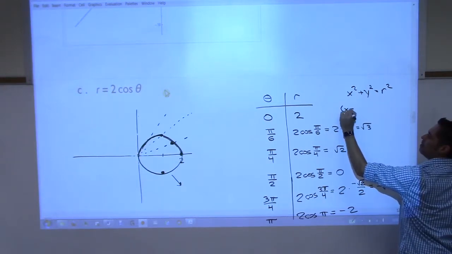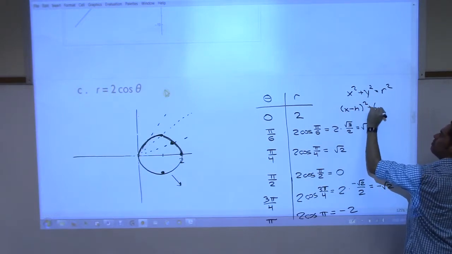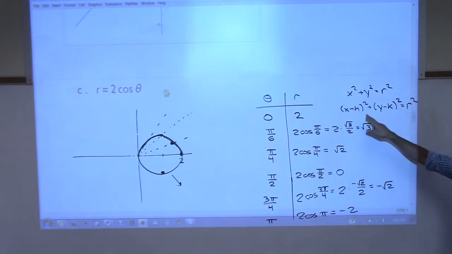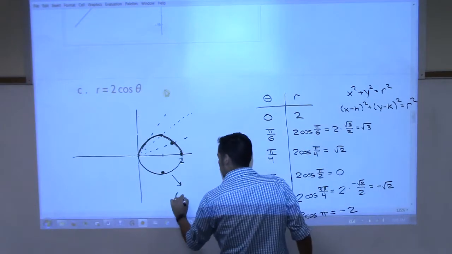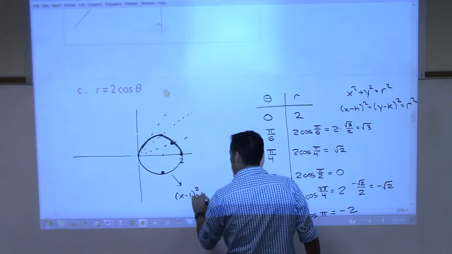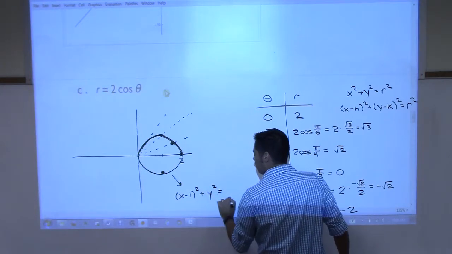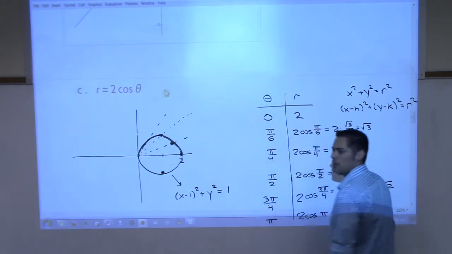Hold on, I'm going to do one thing. This is the more general equation for circles, right? This is if you're centered at (h, k). Where's our center? 1, 0, right? So this is actually (x minus 1) squared plus (y minus 0) squared, so y squared, equals, what's the radius here? 1. Do y'all agree with that?